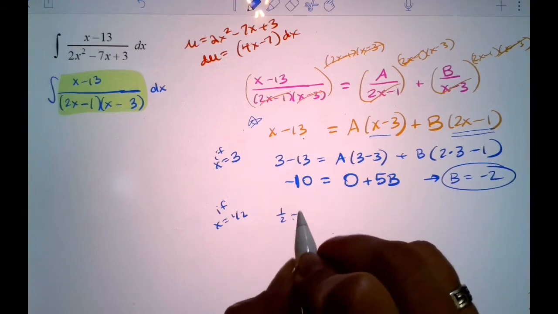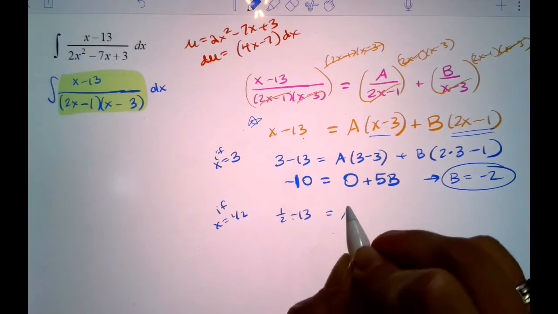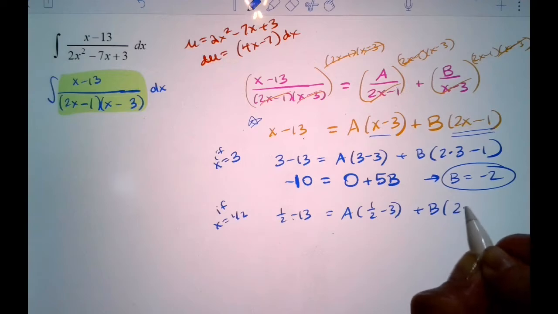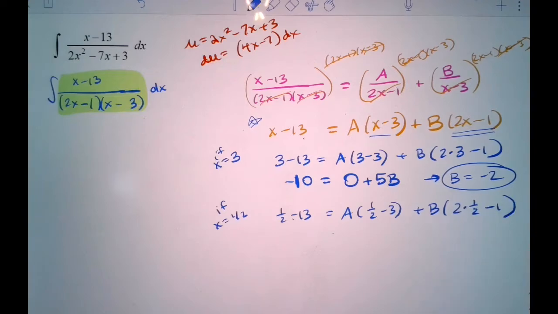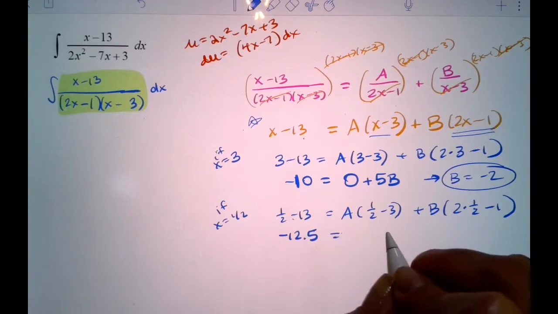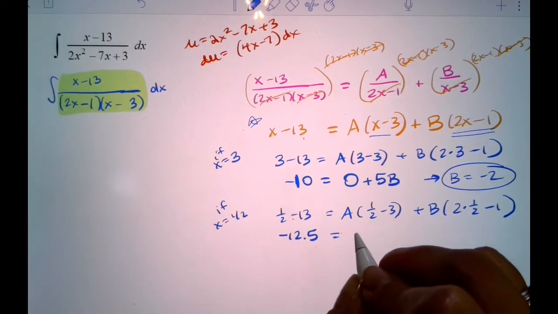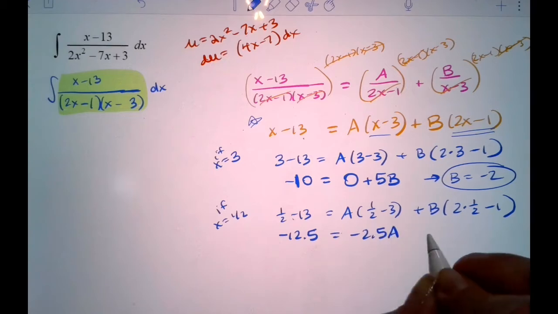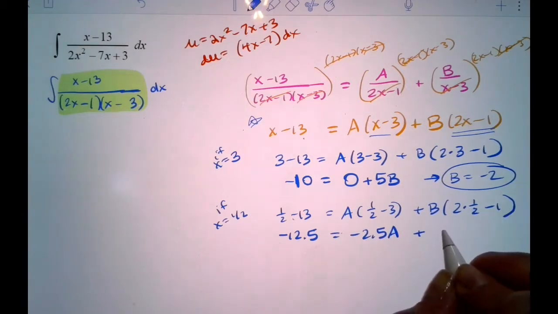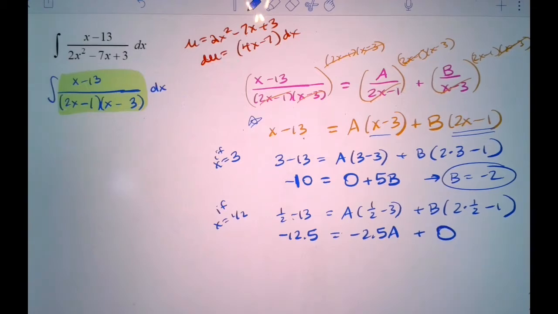So 1/2 minus 1/3, A is going to be 1/2 minus 3. And there we have it, and for b, anywhere there's an x, I replace it with a 1/2. Let's see what I have here. A half minus 13 is really negative, I'm going to switch to decimal, negative 12.5. 1/2 minus 3, that would be negative 2.5. And here is where you have your 1 minus 1, which is 0, and 0 times b is a big fat 0.